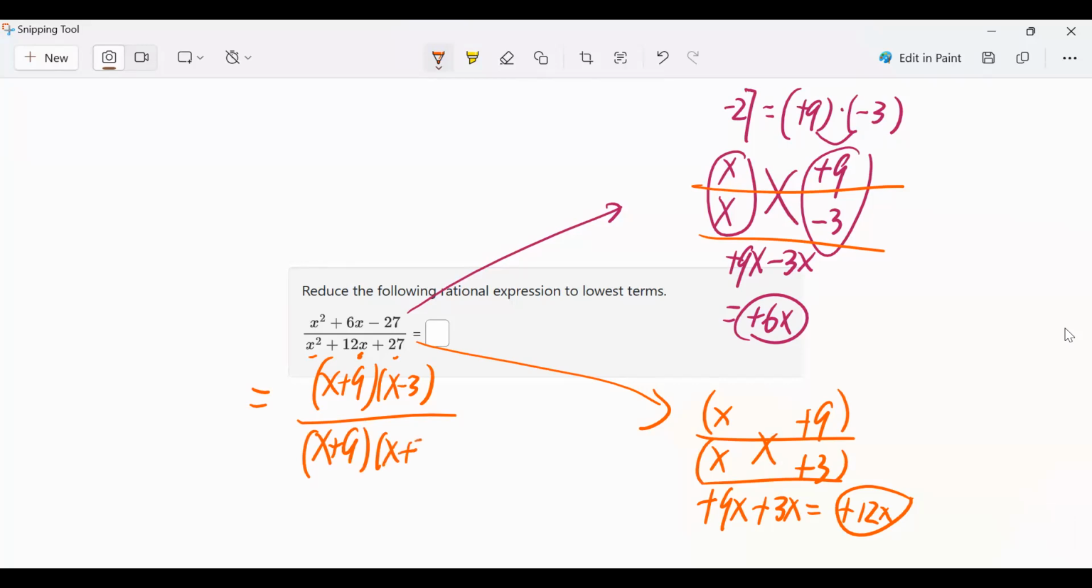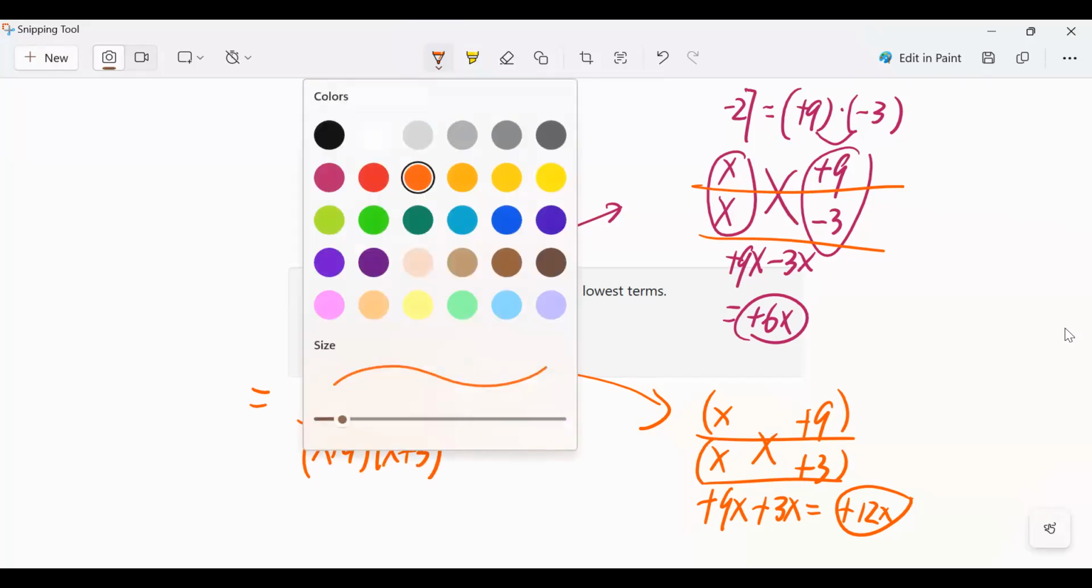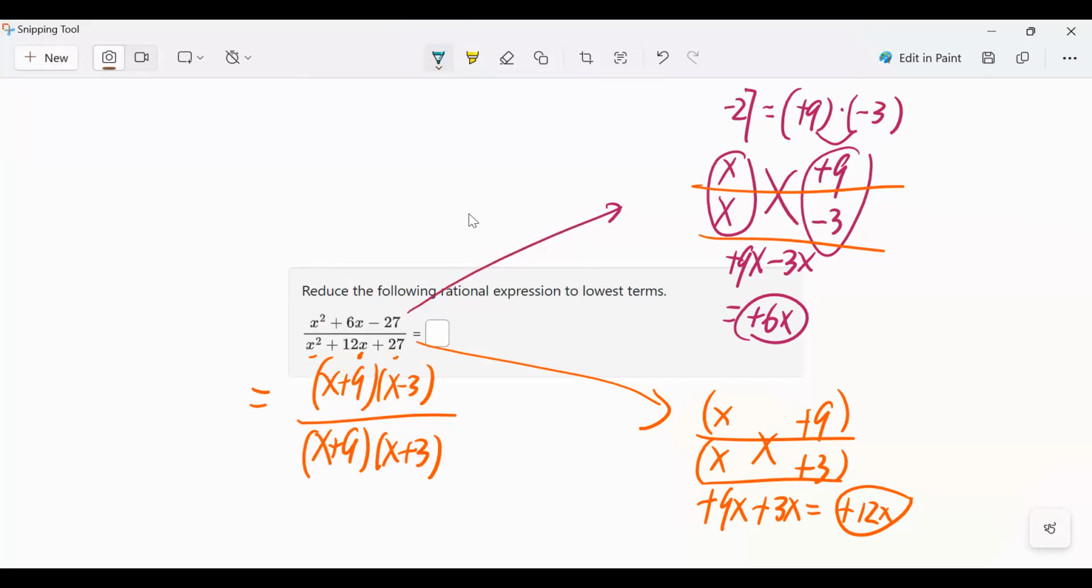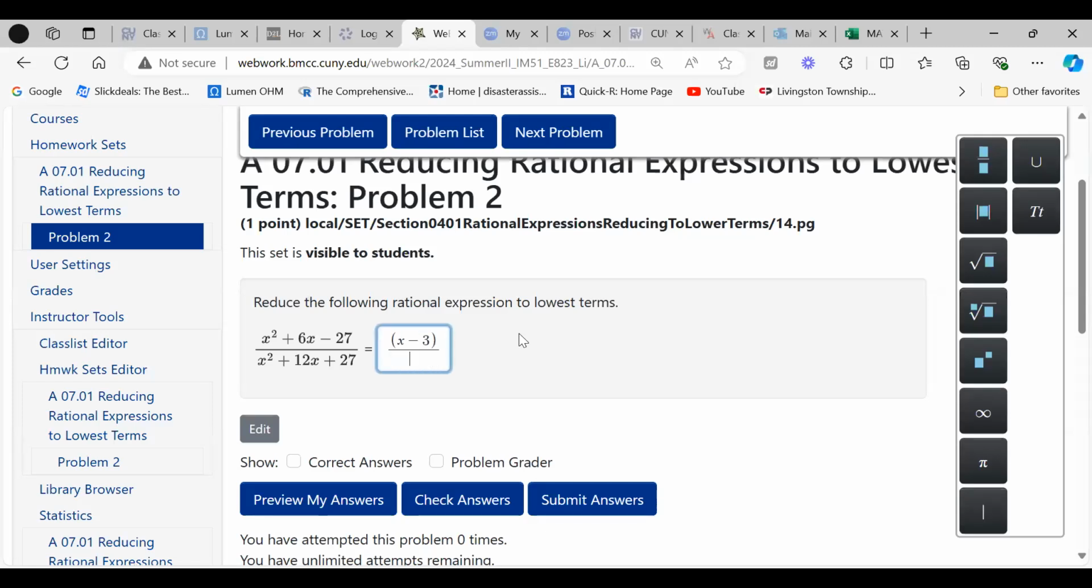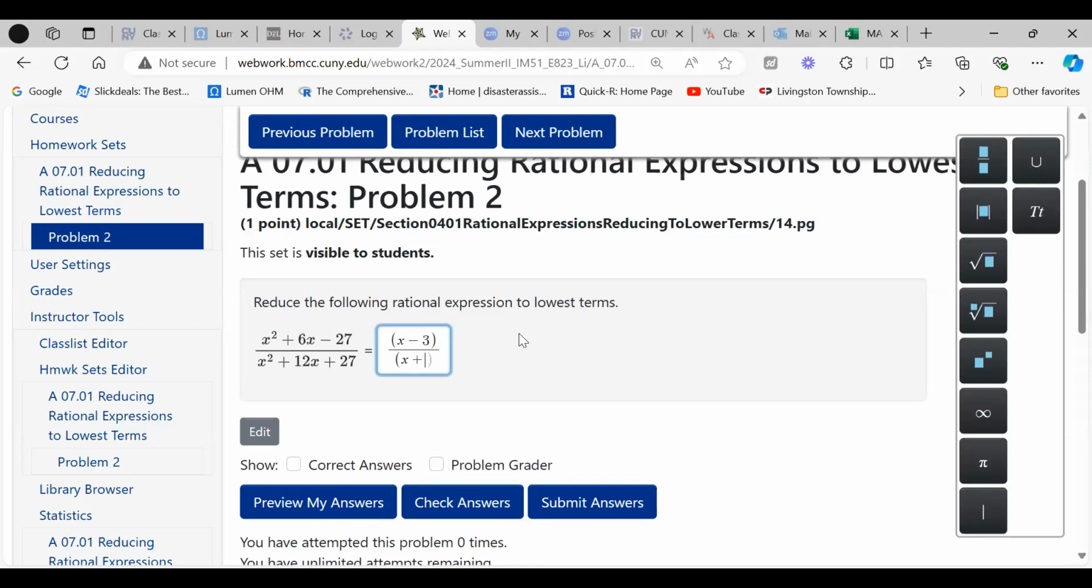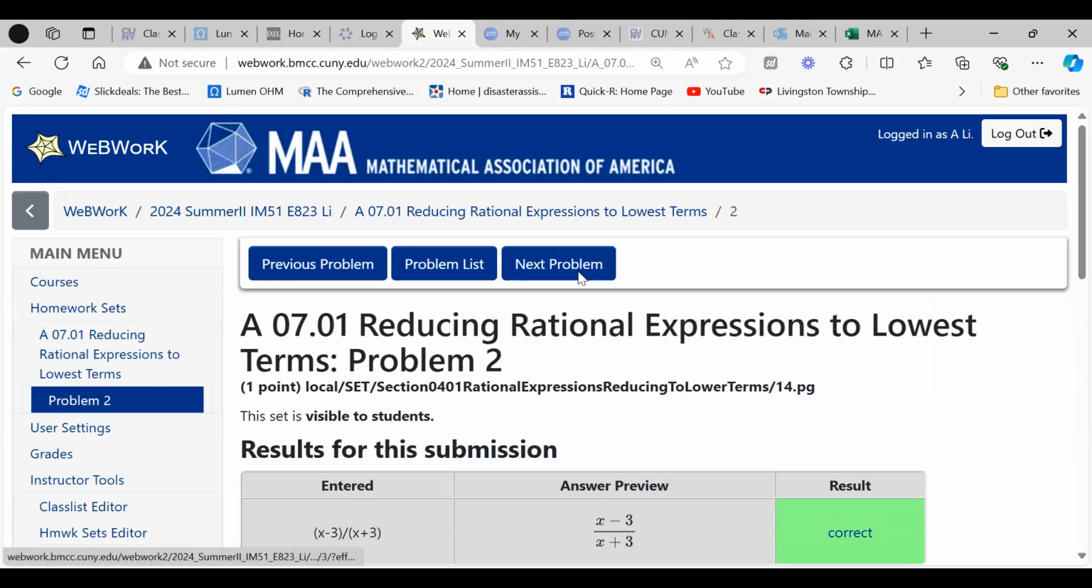x plus 3, x minus 3. And we cancel the common factor, right? There you go. Then we end up with x minus 3 over x plus 3. Any question about this? On the bottom, submit it. It's the correct answer.